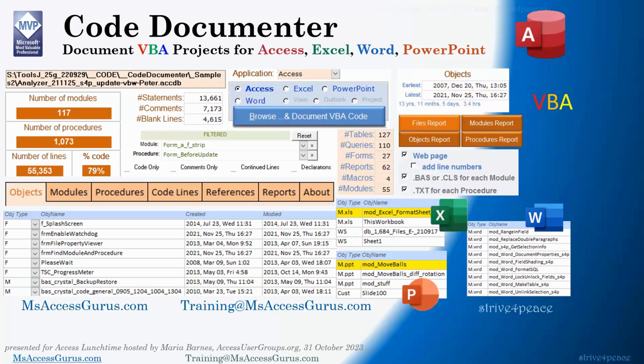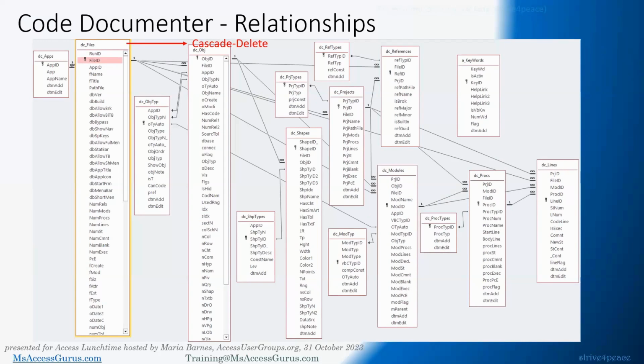There are reports you can run. You can also look at things on the menu without actually running the reports. Here are the relationships for the code documenter. Now, in this database as well, Cascade Delete is on. So if you delete records in files, then it'll just ripple through and delete the rest of the related records throughout the system.